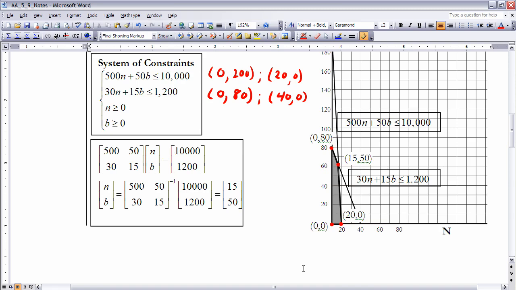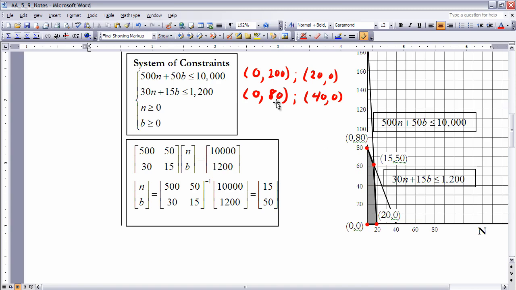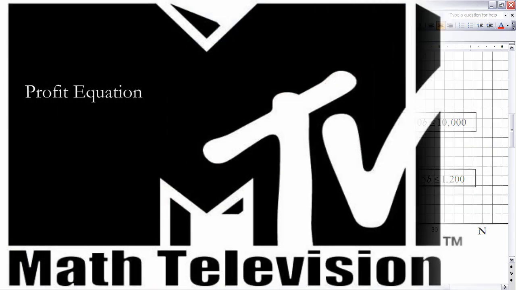So what I did is I used matrices to solve that system. Like I said, you can use any method that you'd like. And here's my work for solving that using matrices. So I came up with the point 15, 50, so that would be the other vertex of my feasible region there.